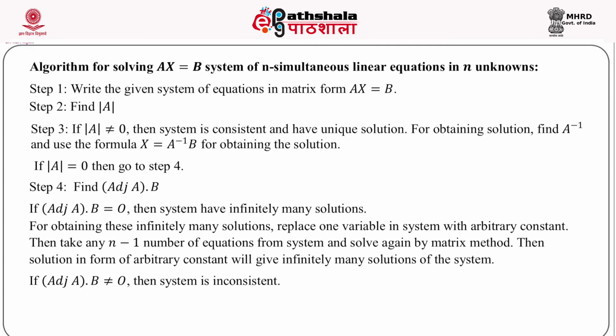Now, let us find the adjoint of A, which is the transpose of the cofactor matrix. So, adjoint of A is given by this matrix. Now we can find the inverse of A, which is given by 1 by determinant of A into adjoint of A. So, we have inverse of A is given by this relation.